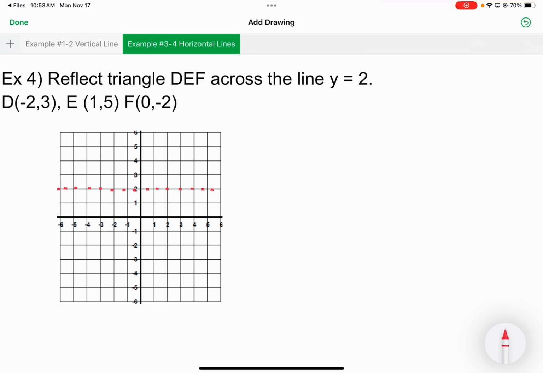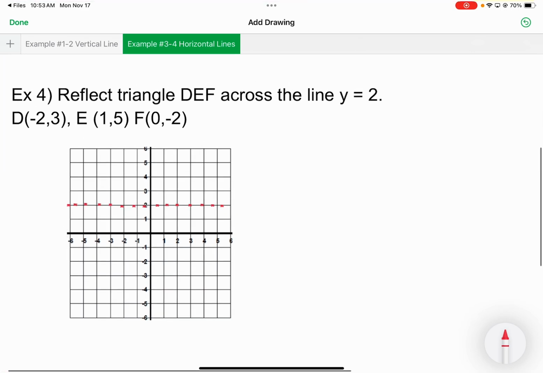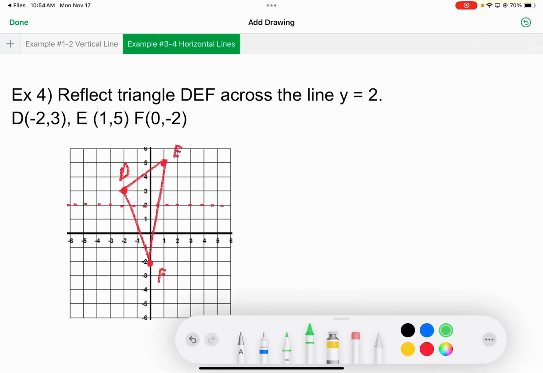All right, so y = 2 is going to be our horizontal line, so we start there. And then let's put our points in. So -2, 3 is D, and then E is at 1, 5. F is at 0, -2. So D, E, F. So that skinny triangle, we are going to reflect over that line.